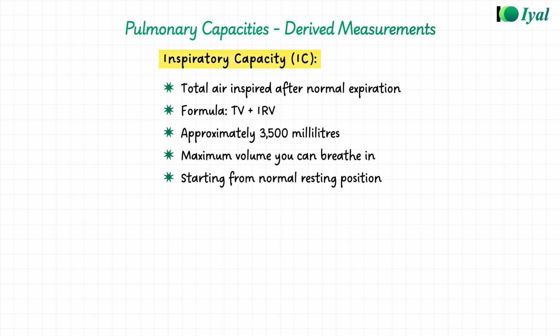Inspiratory capacity, or IC. What is the maximum amount of air you can breathe in starting from your normal resting position? You can breathe in your normal tidal volume, and you can also breathe in extra using your reserve. So IC equals tidal volume plus inspiratory reserve volume. That is TV plus IRV. This comes to approximately 3500 milliliters. This is the total air you can inspire.